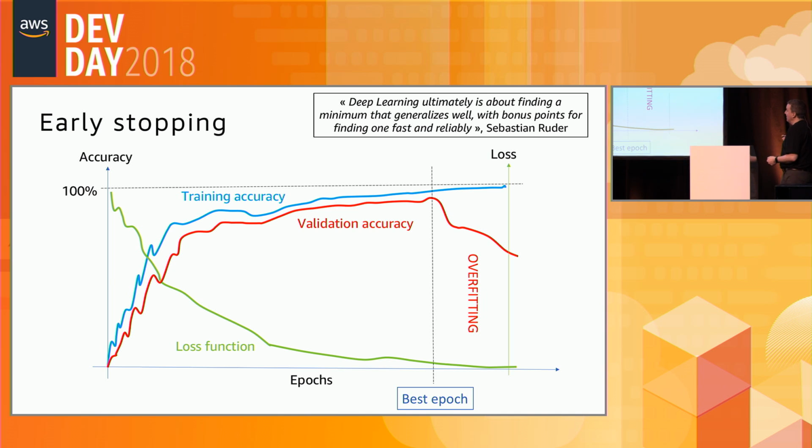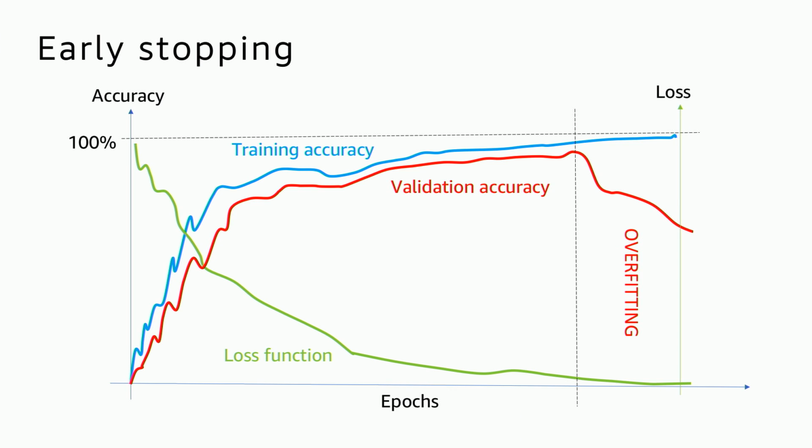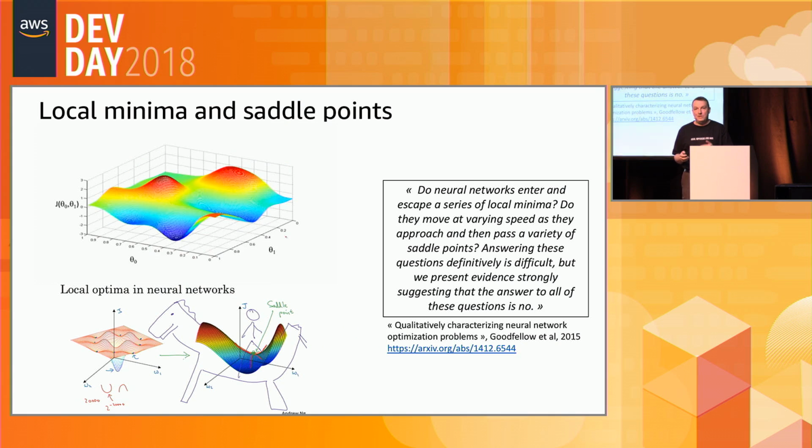So to sum things up, deep learning is, and I love this definition, about finding a minimum, not the minimum, that generalizes well, with bonus points for finding one fast and reliably. And why doesn't this say the minimum? Because first of all, let's go back a few slides. We could never be quite sure we found the minimum. It's actually an NP hard problem. So very, very hard. Solve it and you've got a few Nobel Prizes and Turing Awards waiting for you.